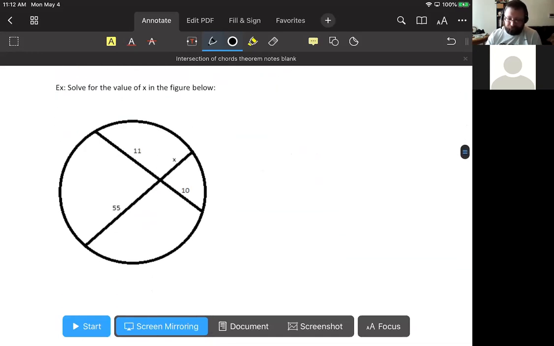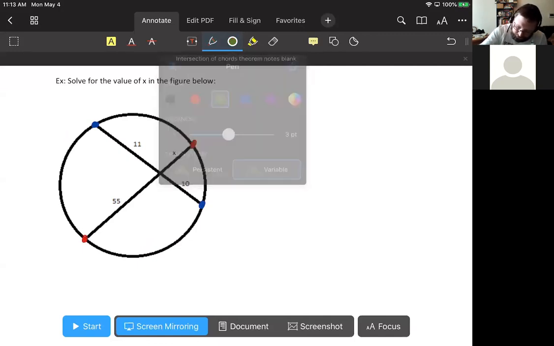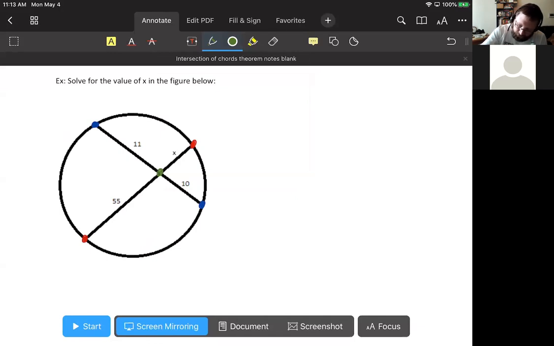So here, we're asked to find the value of X in the figure below. Okay? So again, we have these two chords. We know they're chords because they have endpoints that lie on the circle. So again, I'll refer to this chord as the blue chord, and I'll refer to this chord as the red chord. You'll notice they do intersect each other inside of the circle. That's why this rule applies.